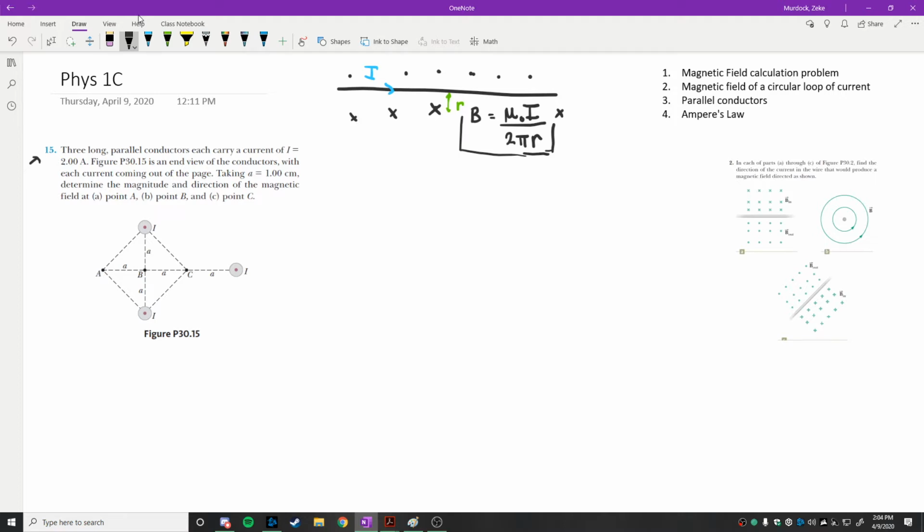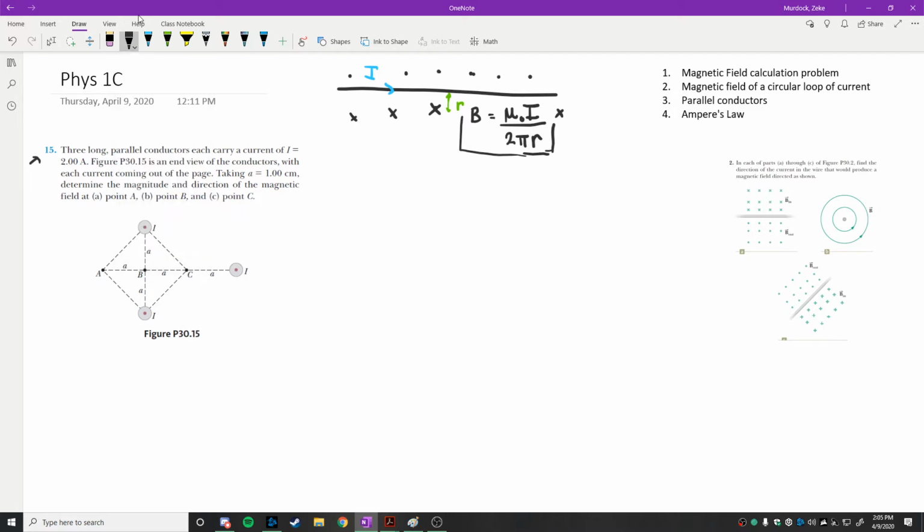Before I do this, I should at least ask, do you guys have any questions about what I just said? Why the field points in the direction that it does, or any questions at all? All right, so let's see how we can solve this problem right here.